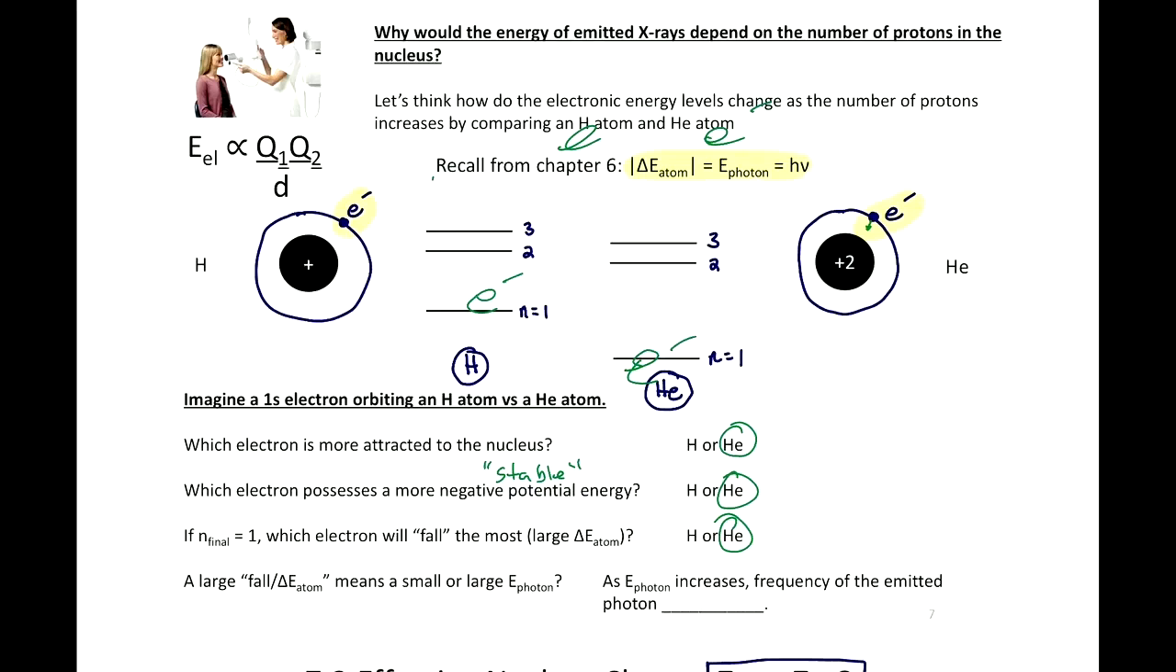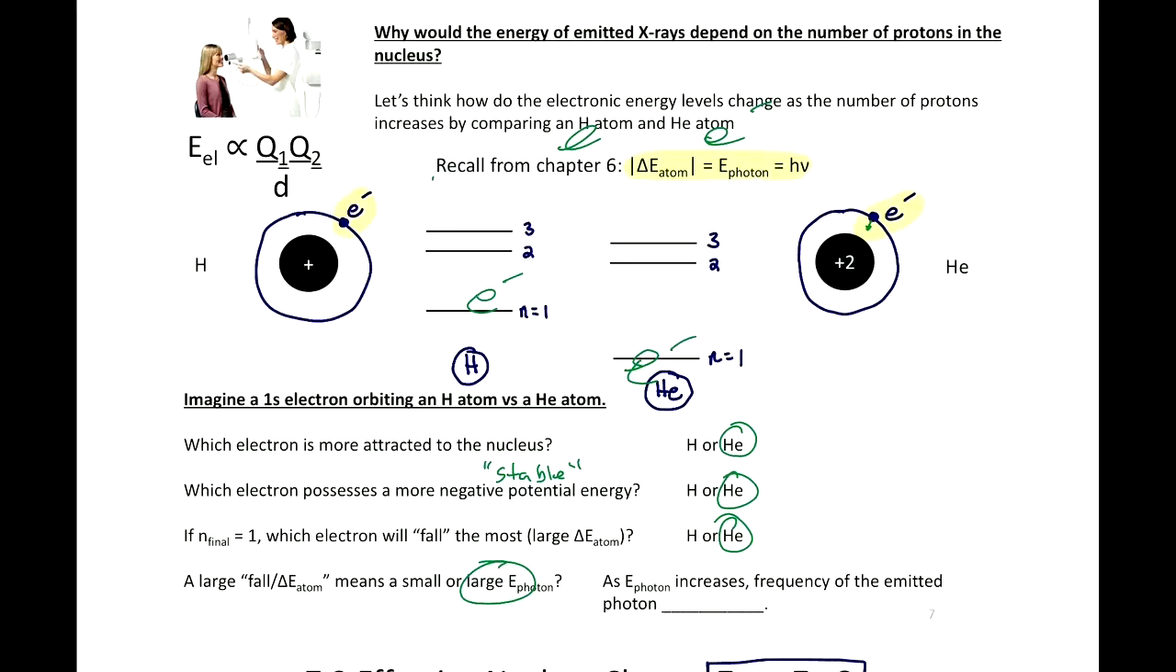Okay, so now let's relate the energy of that fall to the light that Henry Moseley observed. A large fall means what about the energy of that photon? Is it a large energy or a small energy? Large energy, yeah. A large fall means large energy of that photon. So let's think about the energy of the photon. We're relating it to frequency. How does the frequency of that photon change? If we have large energies of photons, that means small frequencies or large frequencies?